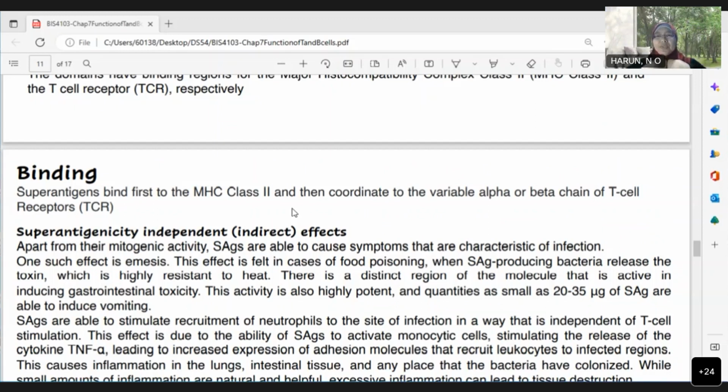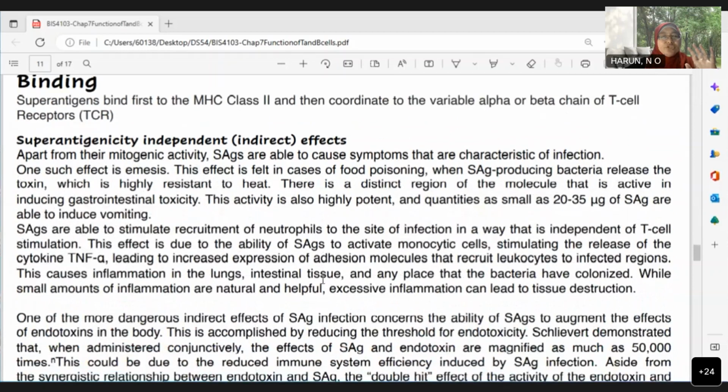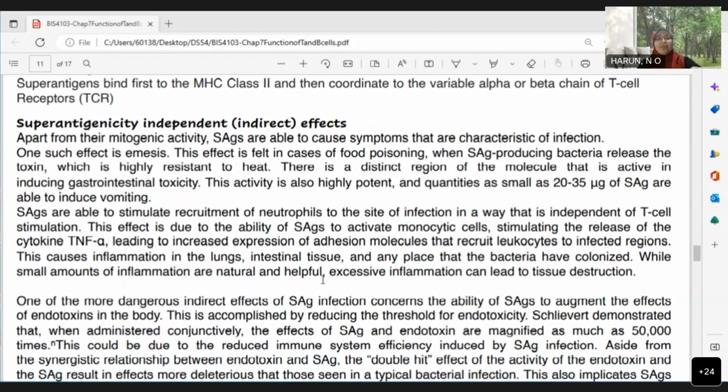Like as humans, okay, the first thing first, for example, we do have two types of food. Satu kita ada what we call McDonald's burger dan juga kita ada satu the Burger King. So which would we prefer? Okay. Manakala the super antigenicity independence ataupun indirect effects.